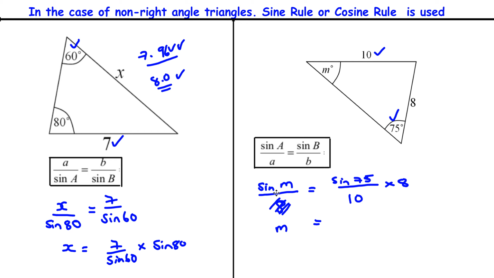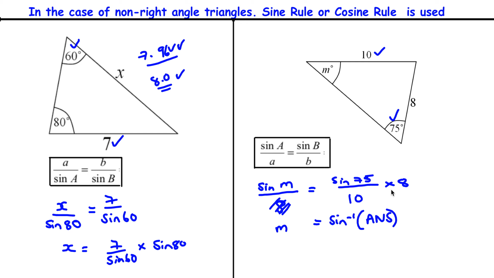So what do I press? Shift sine. Now remember, if you're finding out an angle, you always need to press shift. So you've got shift sine, where this symbol appears, the answer, which is everything that you worked out before, that will get you the angle.